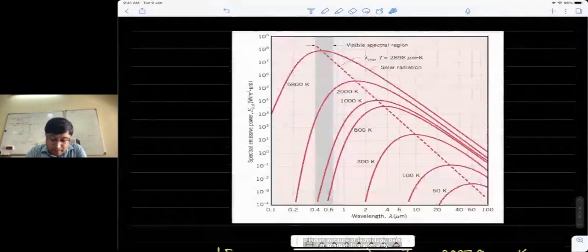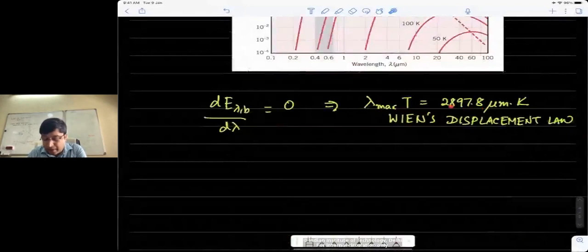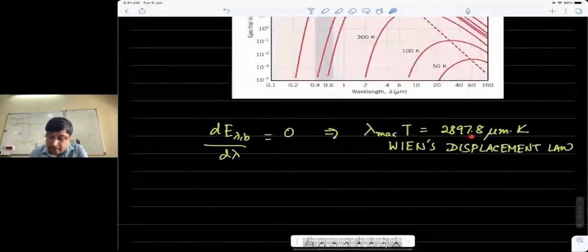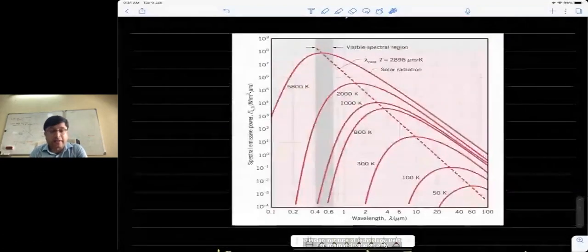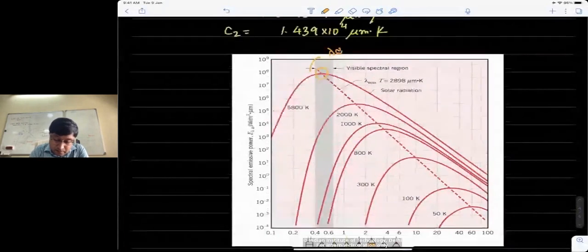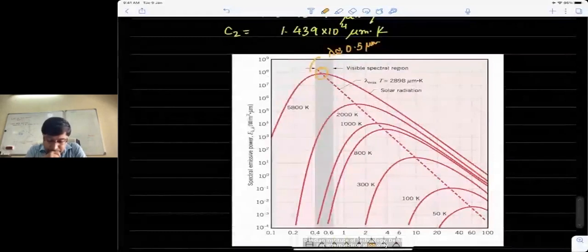In the case of the sun, if I look at this equation now, assuming this 2897 can be roughly approximated to be 2900 micrometer Kelvin for now. As engineers, we understand we can make some approximations. So if I take this as 2900 micrometer Kelvin and the temperature is 5800 Kelvin, then clearly lambda max is roughly around 0.5 microns. So that is where this point is, 0.5 microns. So it's right in the middle of the visible spectrum.